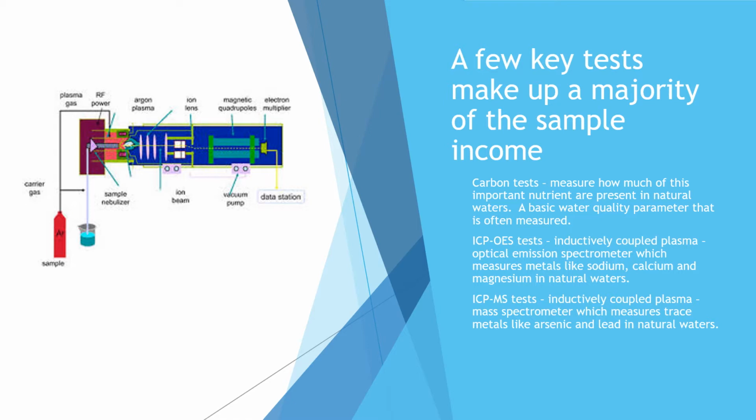ICP-OES stands for Inductively Coupled Plasma Optical Emission Spectrometer, and that measures metals like sodium, calcium, and magnesium in natural waters, and this gives you an idea about the salinity of the water, which is another important parameter.